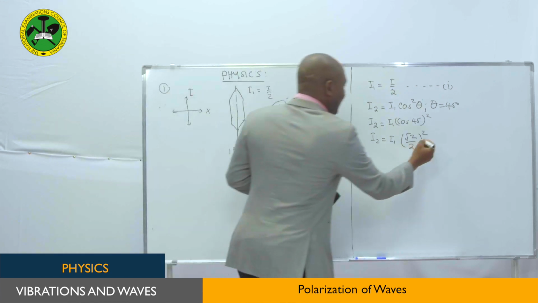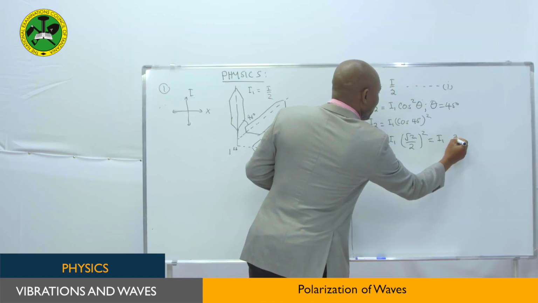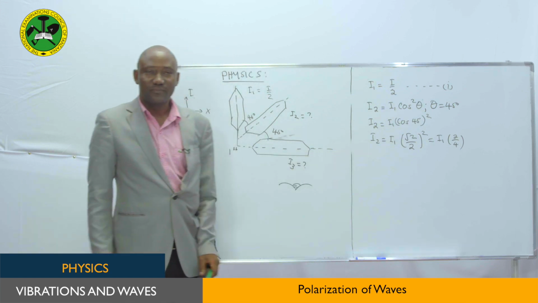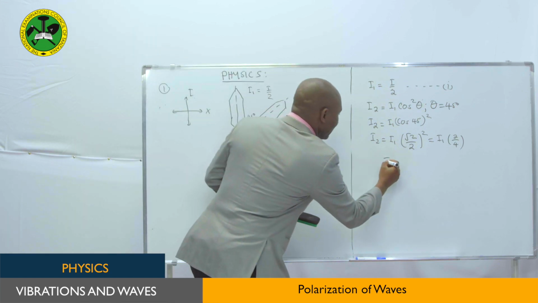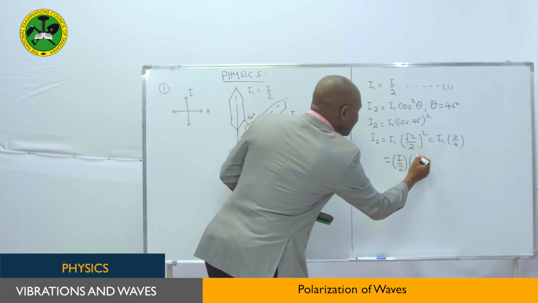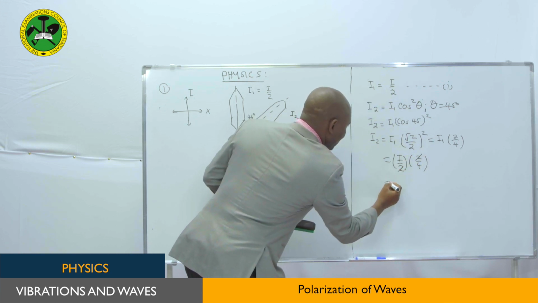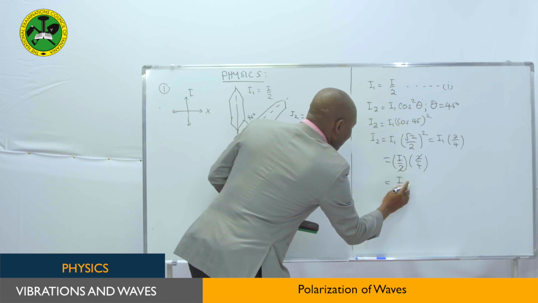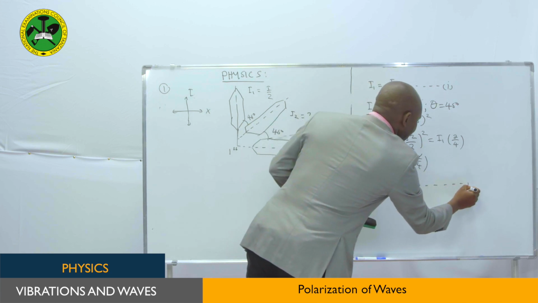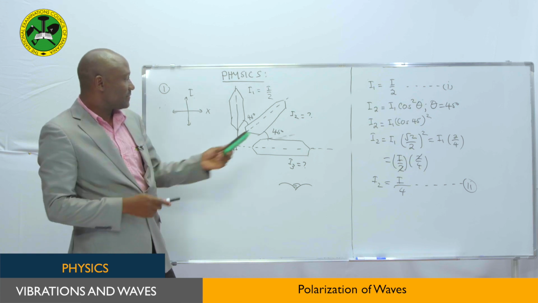If we square that, it gives us I1 times 2 over 4. And we know I1 is I over 2. So it's I over 2, bracket, times 2 over 4. These 2 and 2 we cancel out, so we have I over 4. That is the intensity of the light that will be transmitted through the second polarizer.